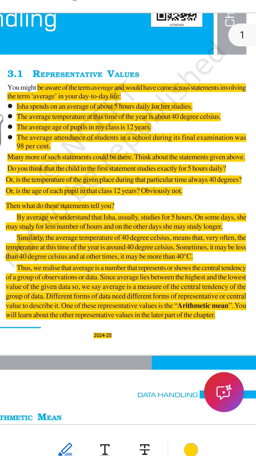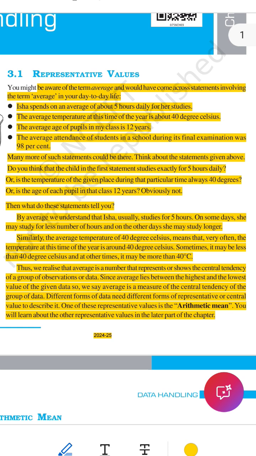4. Simple example: marks of 3 students, 50, 70, 80. Sum of marks equals 50 plus 70 plus 80 equals 200. Number of students equals 3. Average equals 200 divided by 3, which is 66.67. So the average mark is 66.67.